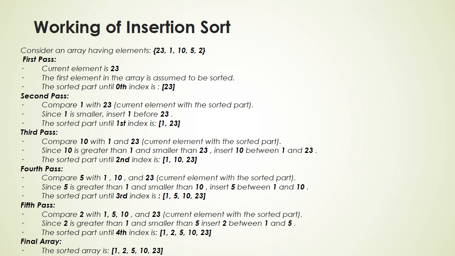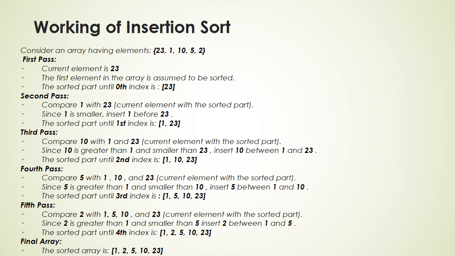Now we discuss how insertion sort works. Consider an array having elements 23, 1, 10, 5, 2. In the first pass, the current element is 23. The first element in the array is assumed to be sorted. The sorted part until index 0 is 23. Second pass, compare 1 with 23. Since 1 is smaller, insert 1 before 23. Now our list becomes 1, 23.